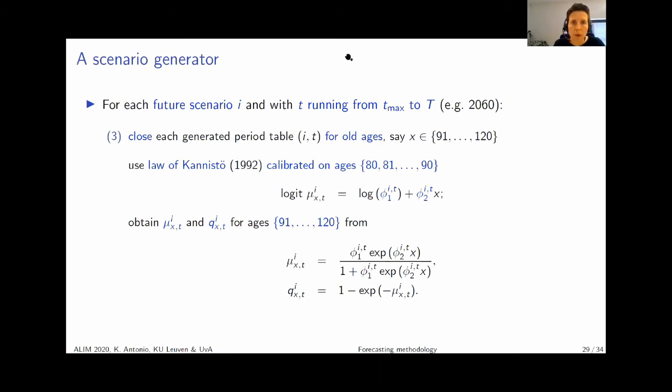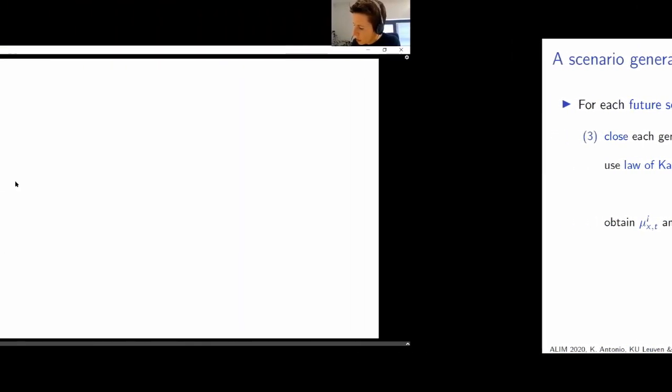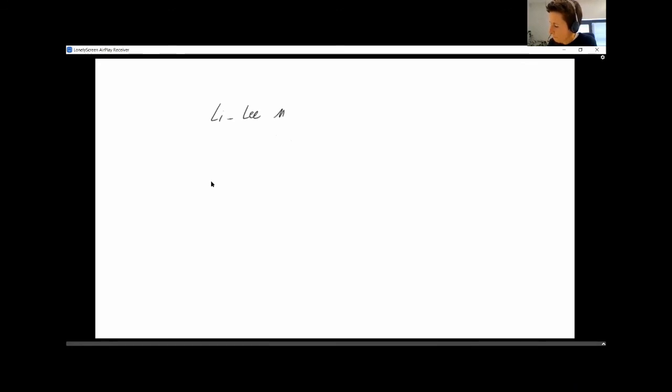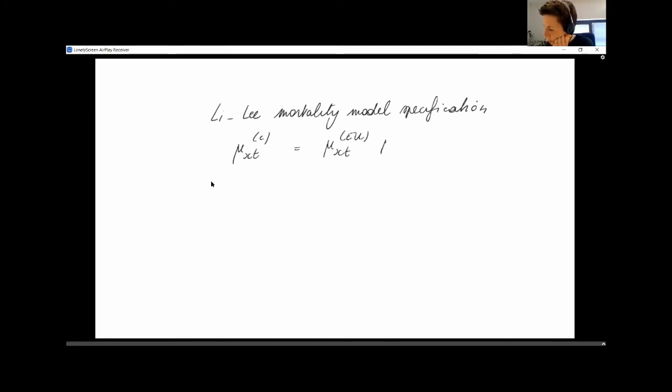So let's change for a moment the Lee specification. So that's my Lee mortality model specification, which tells me that if I need the MXT for country C, then I'm going to get it by doing MXT at the European level and multiply it with a country-specific deviation from this mortality model at the European level, right? So that means if I explicitly write down my Lee-Carter models, I get something like this.